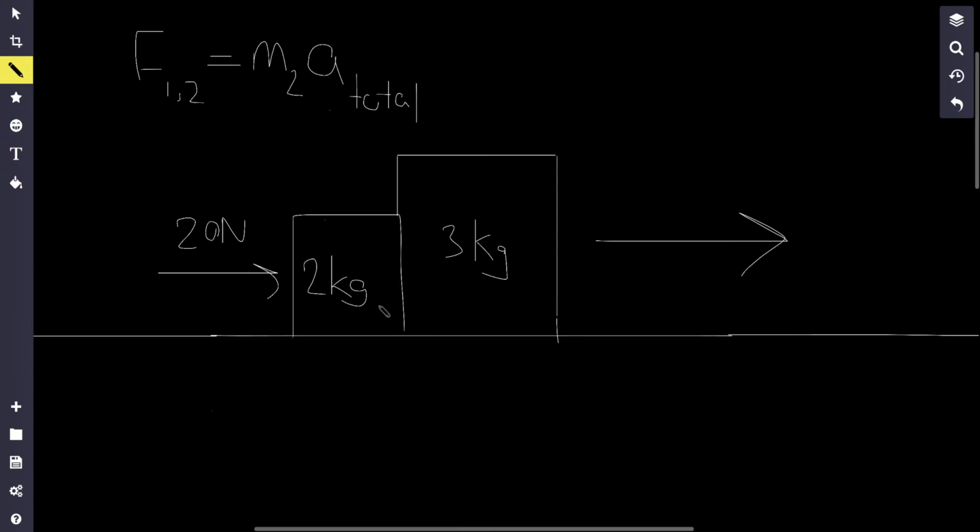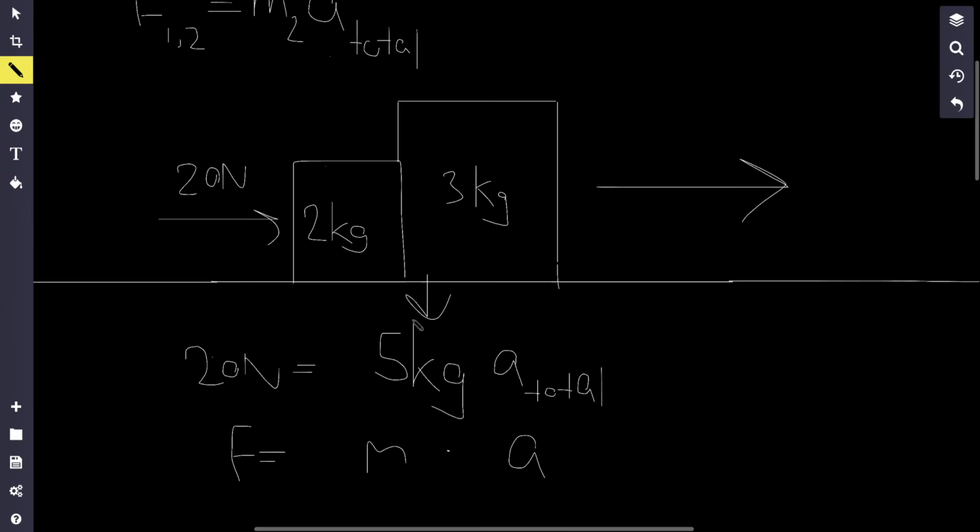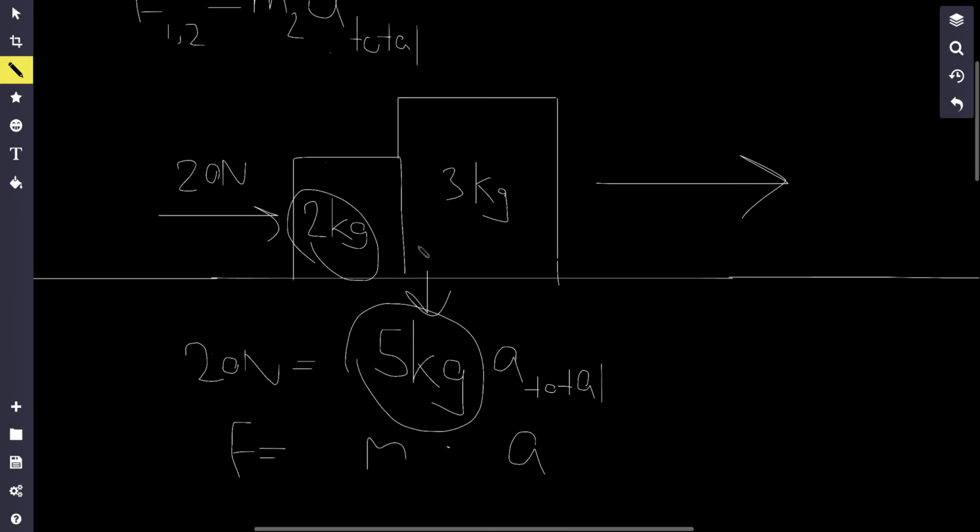So let's actually apply this formula. For the total acceleration of the 2 boxes, because they're conjoined together, they're still 2 different objects, but because they're moving together, you can treat them as a singular object. So the total mass of this is going to be 5 kilograms. Then you apply the force of 20 newtons and find the total acceleration. Notice this is just force equals mass times acceleration, except my mass is the combined mass of these 2, and this acceleration refers to the acceleration experienced by the blocks.